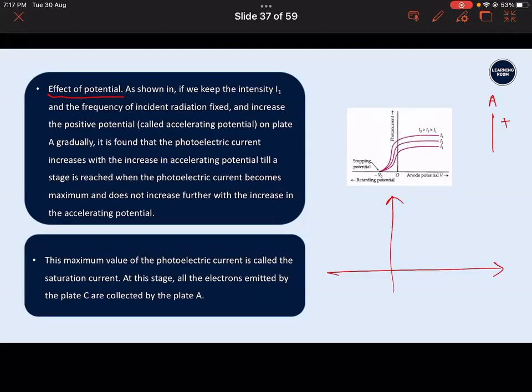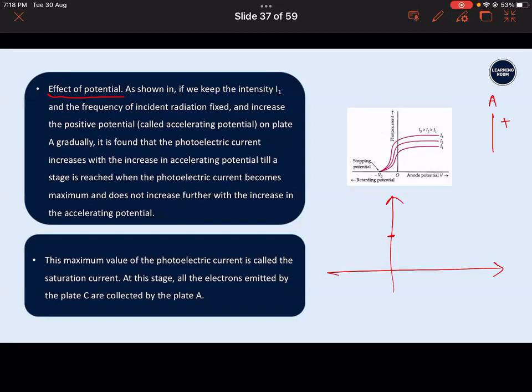You are actually making the intensity constant. If you make the intensity itself zero and start from zero, then irrespective of whether you increase the anode potential or not, nothing is going to happen. It will sit idle. So when a sufficient amount of intensity is already present, this graph will not start from zero, rather it will start from here.